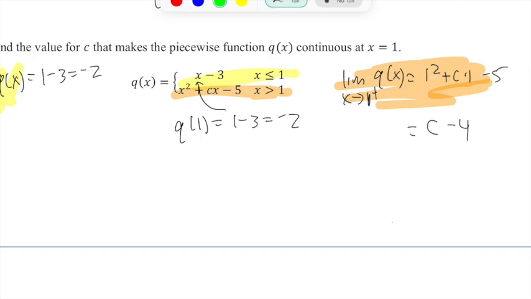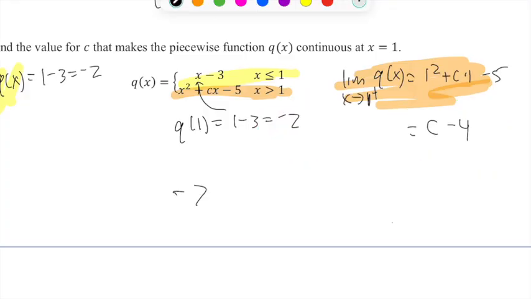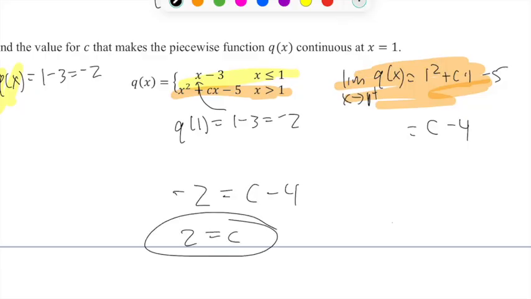Okay, so we have the left-hand limit equaling negative 2, and the right-hand limit equals c minus 4. We already know the value at 1 is negative 2, so we just need to set negative 2 equal to our equation and solve. And if you add 4, you're going to get 2 equals c, and there you go. That's the value that makes the limit exist, or I'm sorry, that makes it continuous at x equals 1.